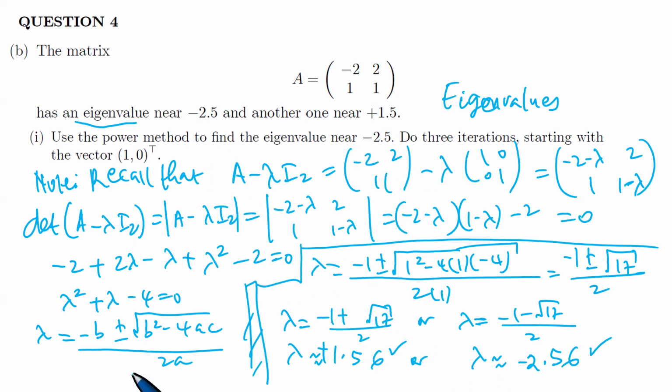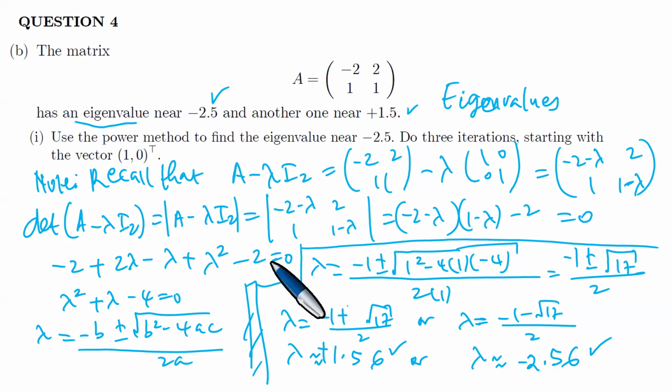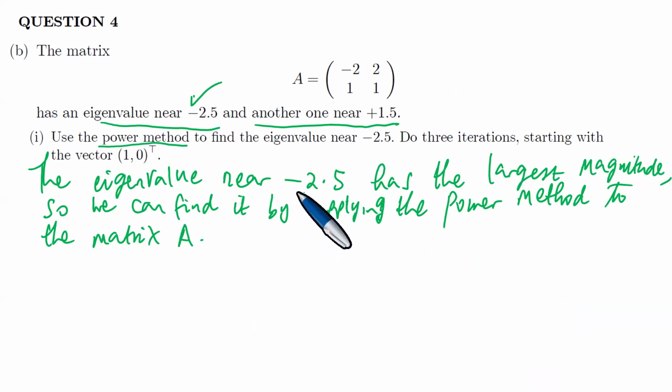In the power method that we've used in this case, these are the actual eigenvalues which were given. But by virtue of the power method with the starting vector 1 and 0, we're able to find minus 2.33 recurring, which is once again very close to minus 2.56. Using the power method to find the eigenvalue near minus 2.5, and we did 3 iterations, was justified by the fact that the eigenvalue near minus 2.5 has the largest magnitude. So we can find it by applying the power method to the matrix A.